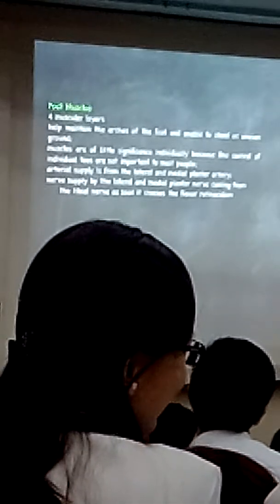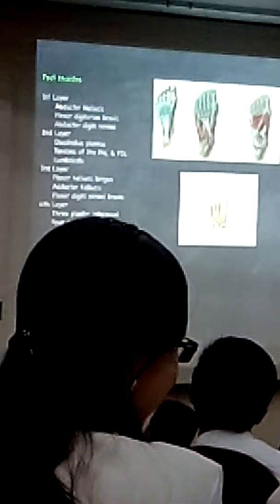The arterial supply is from the lateral and medial plantar artery. This arises from the posterior tibial artery, and the nerve supply is by the lateral and medial plantar nerve, coming from the tibial nerve as soon as it crosses the flexor retinaculum. So these are the foot muscles according to the layers. Please do additional reading as you go home.